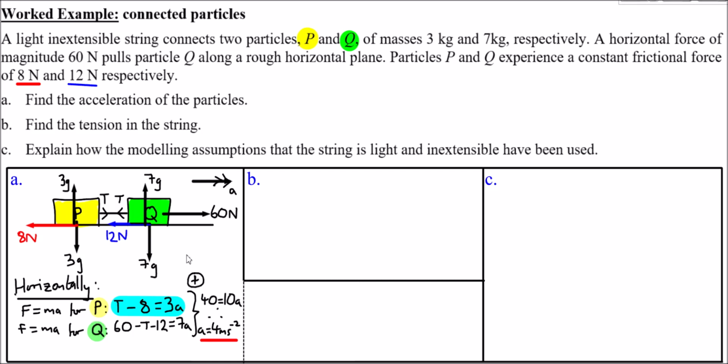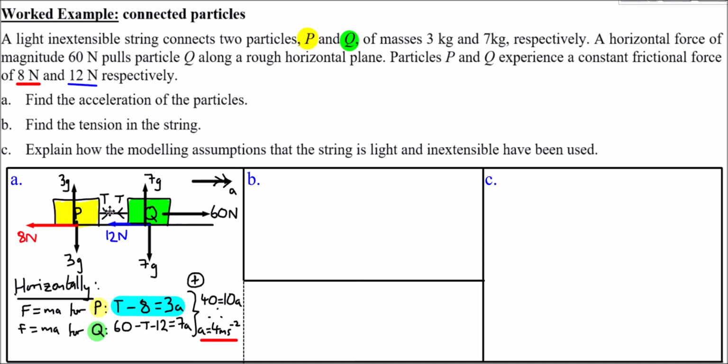What we could have done is considered the system of P, the string, and Q as one whole object. So sometimes we can consider different components of a system together as one, which is absolutely fine. So if we were to do that, for example, the mass of the system of P, the string, and Q would be the mass of P plus the mass of Q, which should be 10. The forces going to the right in total for P and Q would be 60.